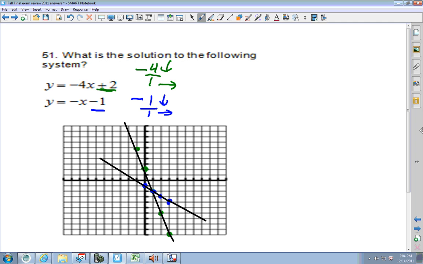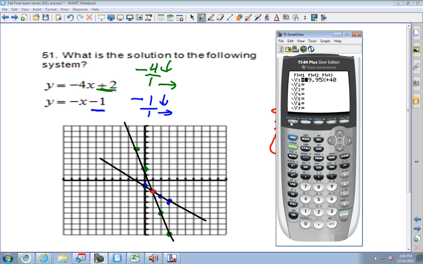Your solution is right here where the 2 lines intersect. Your solution is an ordered pair. It is 1, -2. Now we can also go in the calculator and check that. Go in here to y equals and put in there -4x plus 2 and -x minus 1. And I'm going to press graph. Let's look at it and make sure I graphed it correctly.